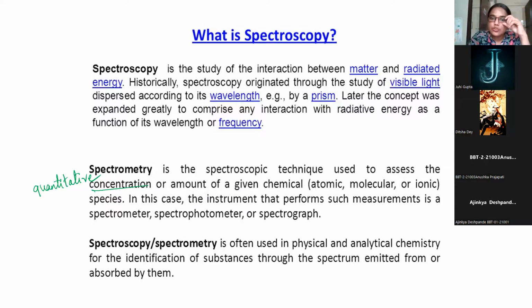In this case, the instrument that performs such measurement is called a spectrometer, spectrophotometer, or spectrograph. It's often used in physical and analytical chemistry for the identification of substances through the spectrum emitted from or absorbed by them. So here it is not only physical and analytical chemistry, we also use it in biochemistry.